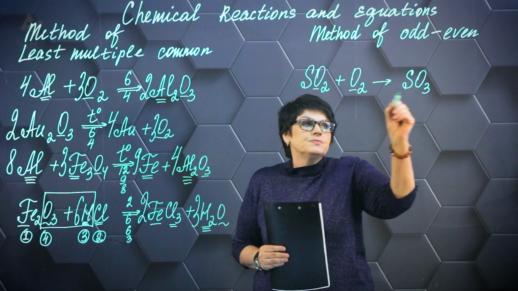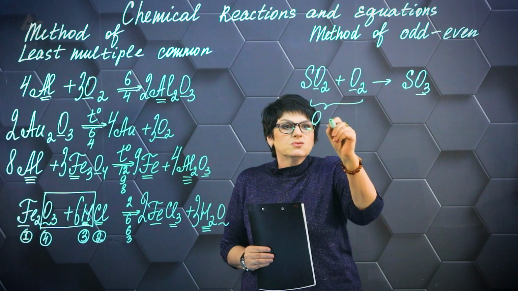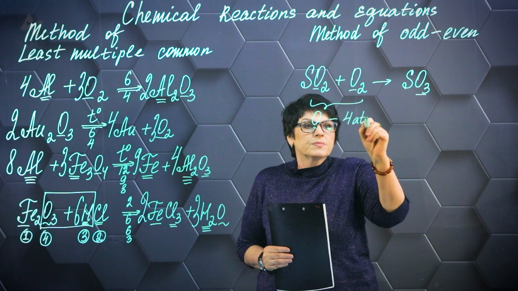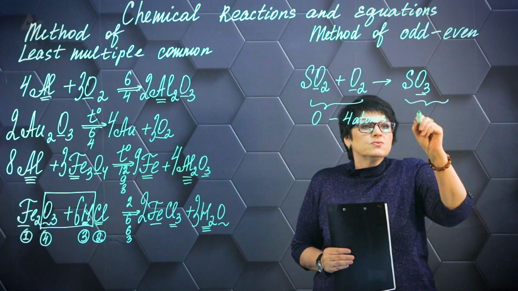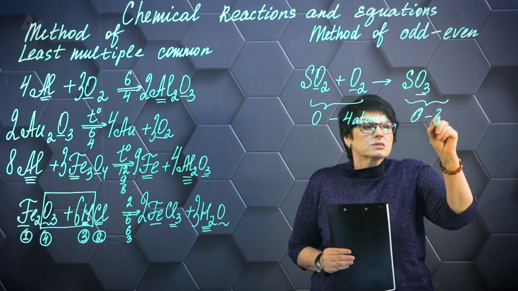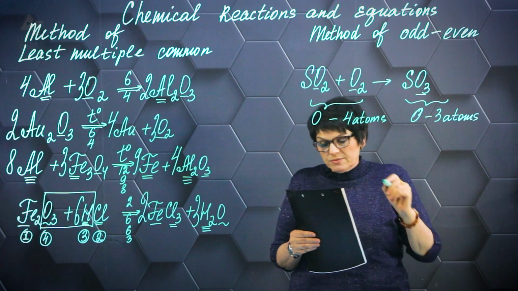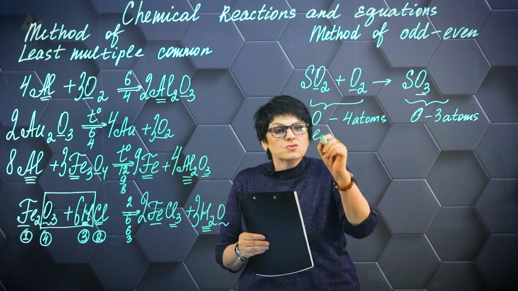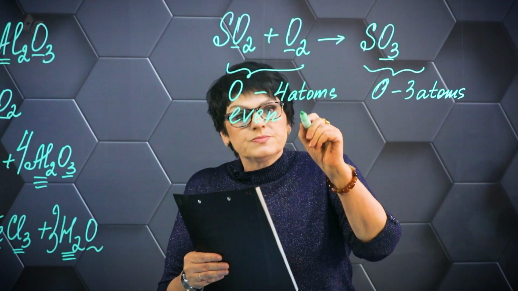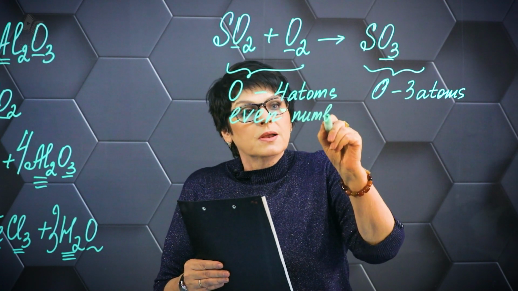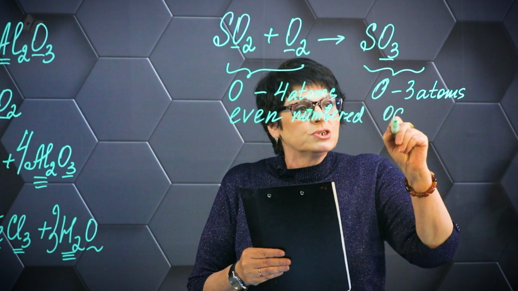We'll start with oxygen. In this particular scenario, the total amount of oxygen on the left is made up of 4 atoms, which is an important detail to consider. And on the right side, upon observation, this element oxygen is composed of a total of 3 atoms. Now let's have a look. On the left-hand side, this number is an even number. And on the right side, this number is an odd number.